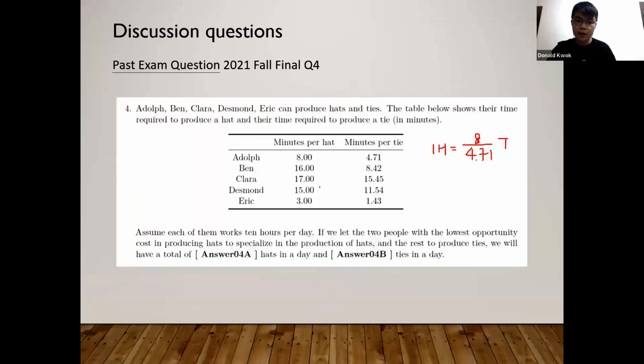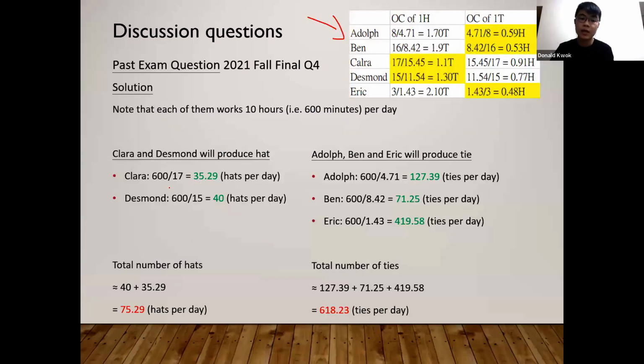So for Clara, she requires 17 minutes to produce 1 hat. And she has 10 hours to work in total, right? 10 hours is equivalent to 600 minutes. Because for each hat, it requires 17 minutes, and she has 600 minutes in total, this means that she can produce 600 divided by 17 hats, which is 35.29 hats per day.